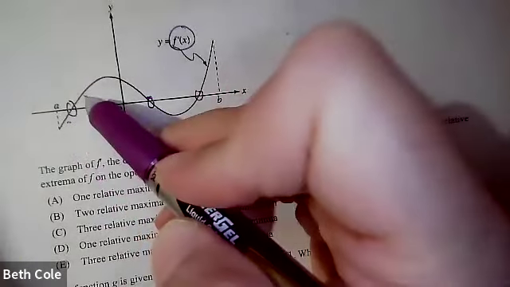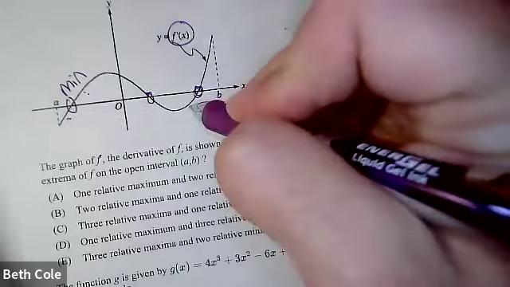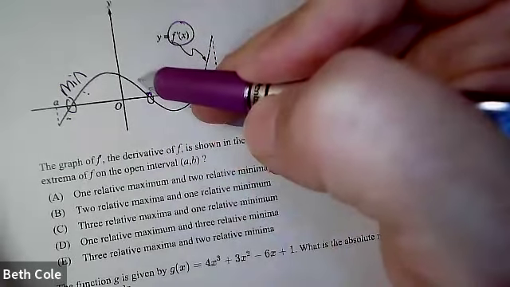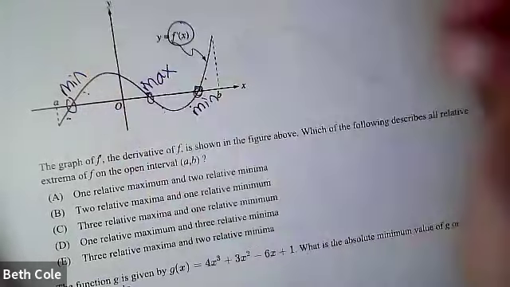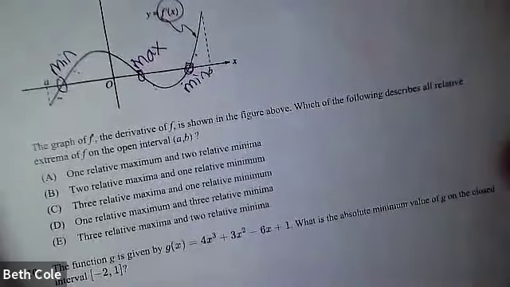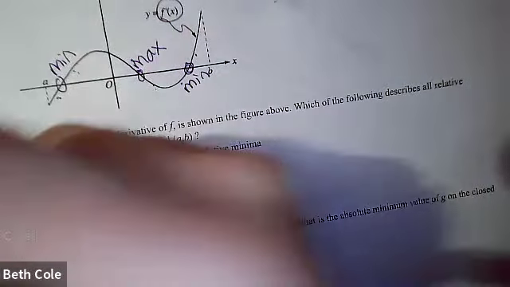Here we have a change from below to above. That's negative to positive, which means minimum. This one here is also negative to positive, which means minimum. This one is a change from above to below, or positive to negative, which means maximum. So we have 2 relative minimums and 1 relative maximum, which is A for that one.